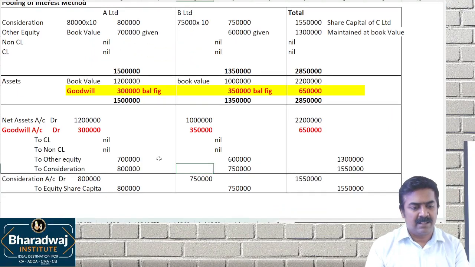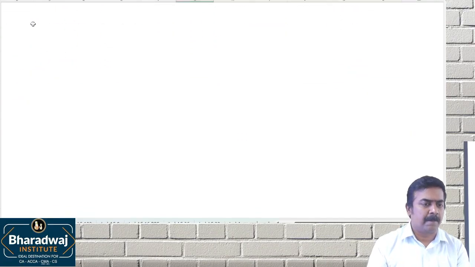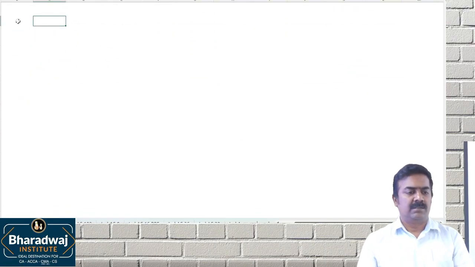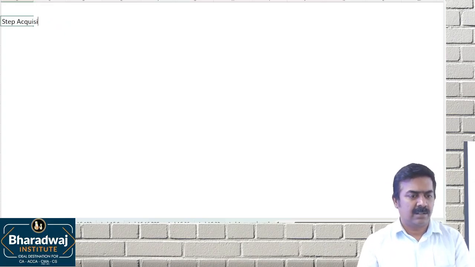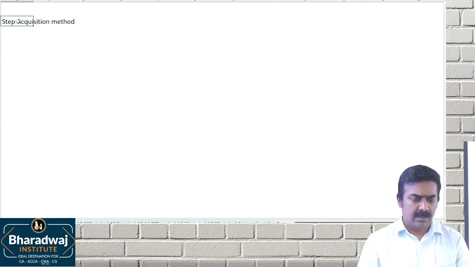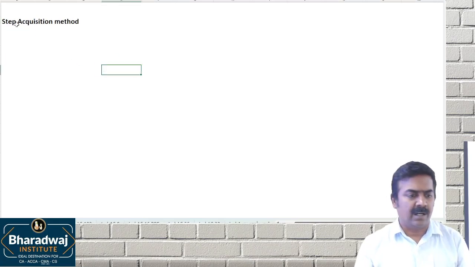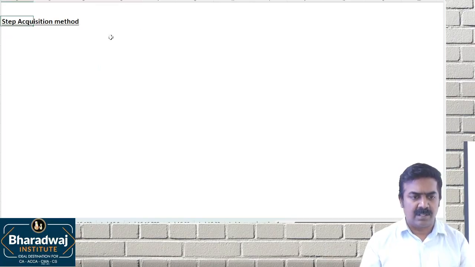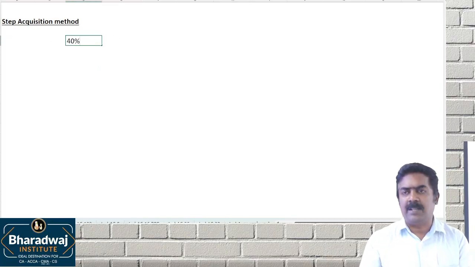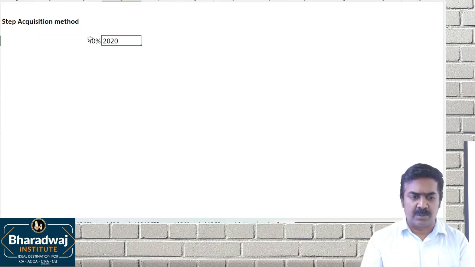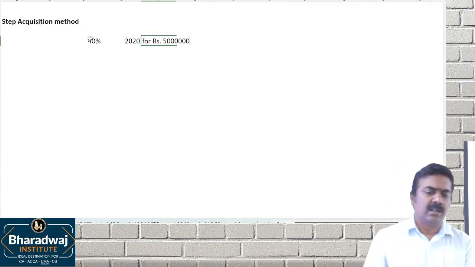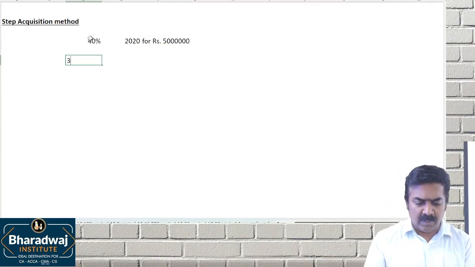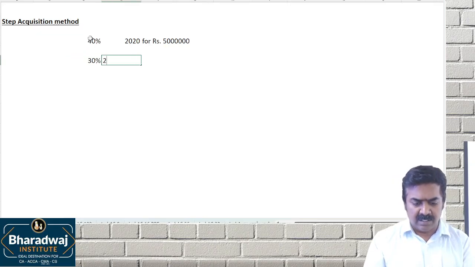Next. Pay attention. This is called a step acquisition. Do you understand what is pooling of interest method? What is the next one? Step acquisition method. Pay attention. We are holding 40% of shares. It was acquired during 2020 for some 5 lakhs. Today we acquired 30%. That is in 2024.